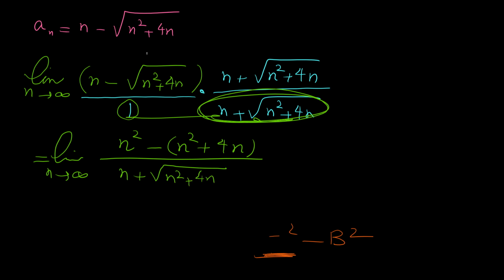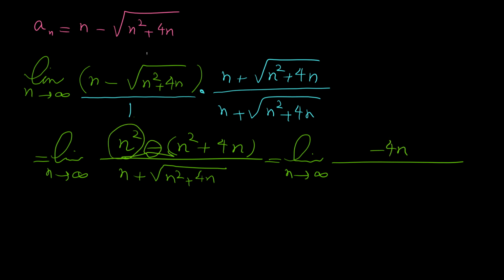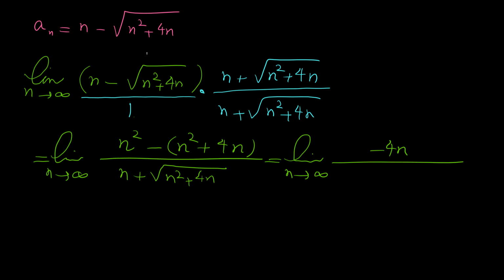Now if we simplify the numerator of this fraction here, we have negative 4n. So by simplifying numerator of this fraction, we have negative 4n in the numerator. Because n to the 2 minus n to the 2, they cancel each other. And this negative is for all of this. So we multiply this negative by 4n and we have negative 4n in the numerator. What about the denominator? In the denominator we have n plus square root of n to the 2 plus 4n.